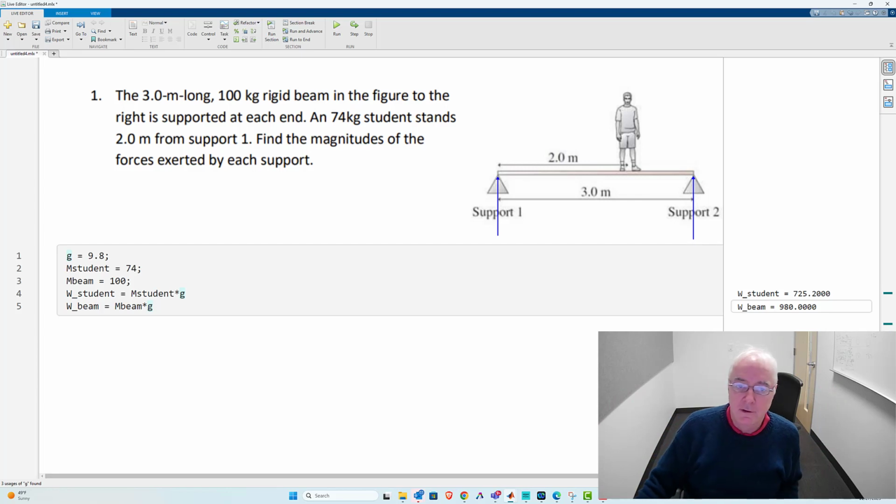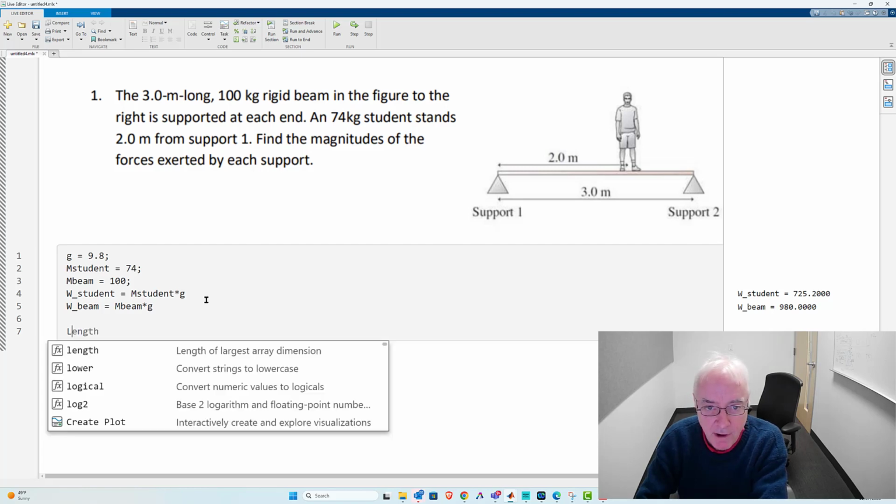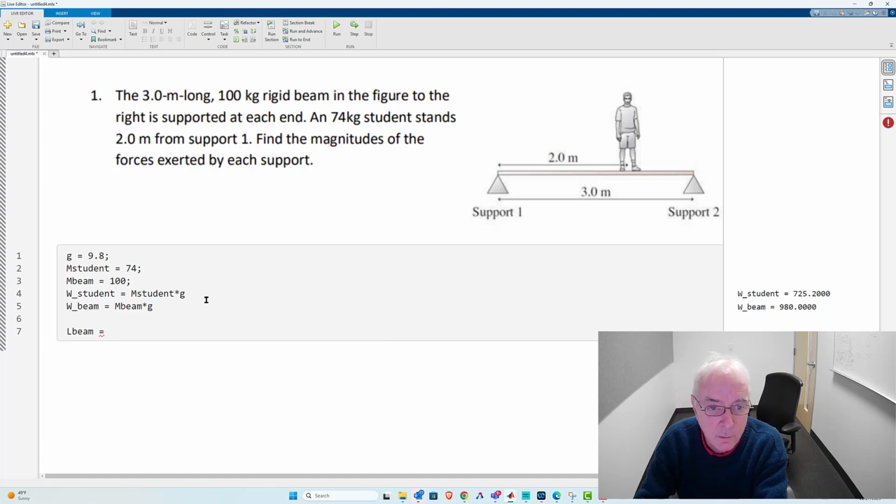And in general, I think it's a good idea to do moments first. It usually simplifies the algebra a little bit. But again, you do what you've got to do. So anyway, let's work on this. If we're going to be doing moments, we need to gather a little more of this data. And so I'm going to put in the length of the beam is equal to 3.